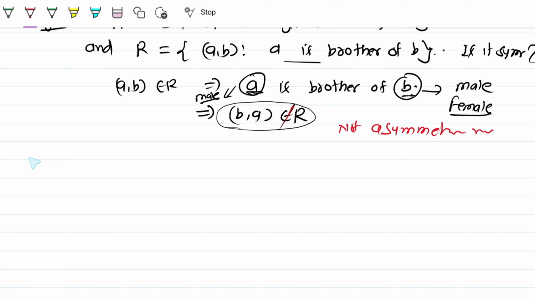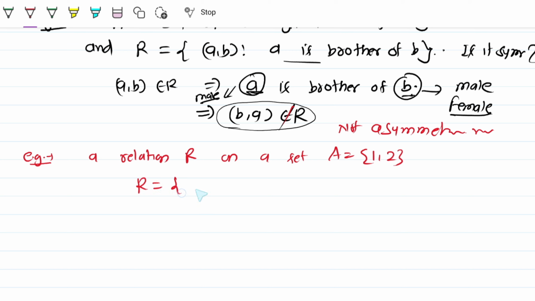Any other example if I write? Suppose a relation R on a set capital A with two numbers, 1 and 2. Okay, and the relation I am defining is 1 comma 1, 2 comma 2, 1 2, 2 1. Okay, is it a symmetric relation? What is the condition for symmetric? Whenever AB is in the relation, then BA has to be in R. So we have to check all the elements present in the relation.